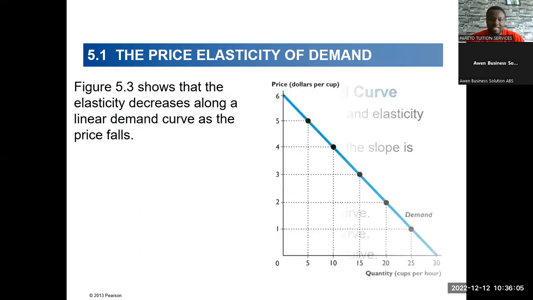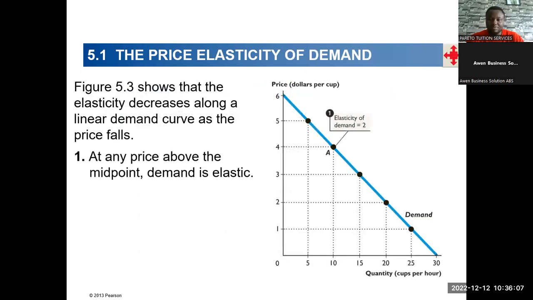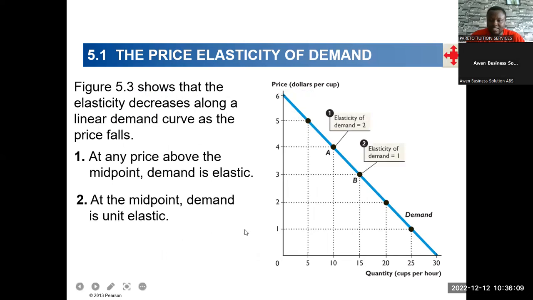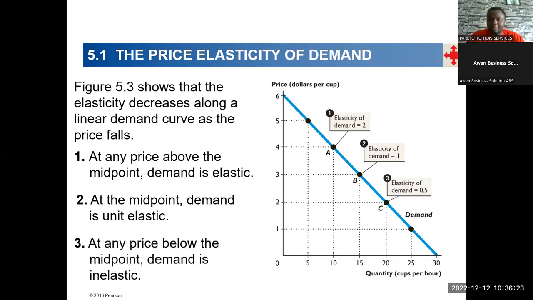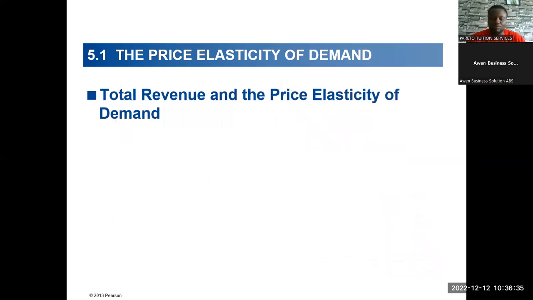Okay, so let's look at what we are talking about. At this point here, the elasticity of demand is 2. It's greater than 1, so we have elastic demand. At exactly the midpoint, demand is what? It's unitary elastic, so the coefficient is 1. And at a point below the midpoint, you see that the elasticity is 0.5. That is inelastic demand. So it is not constant. It reduces as we move down the linear demand curve.